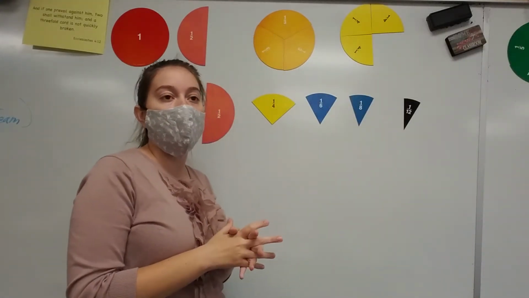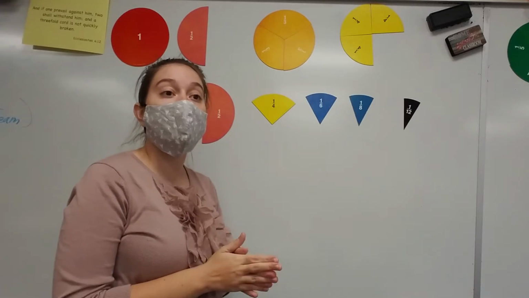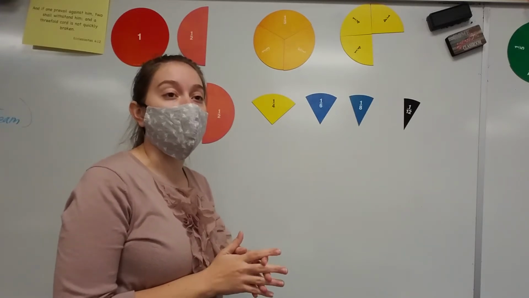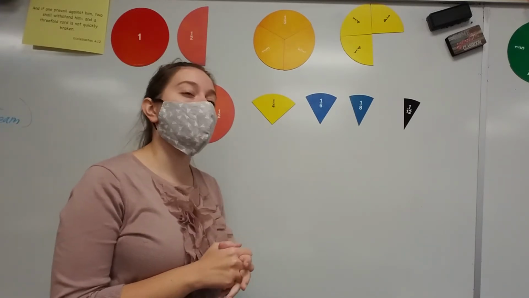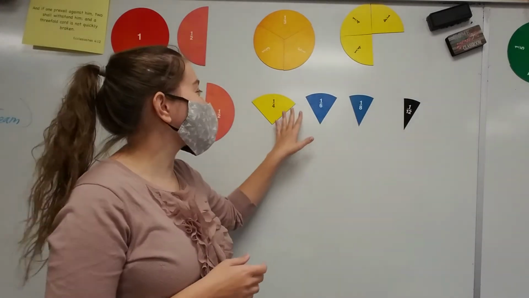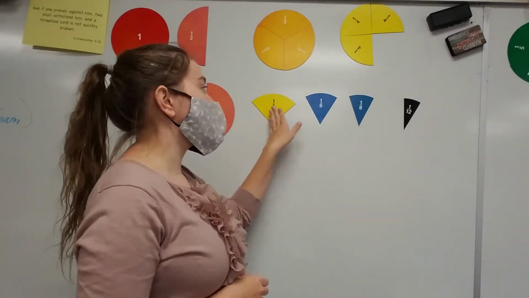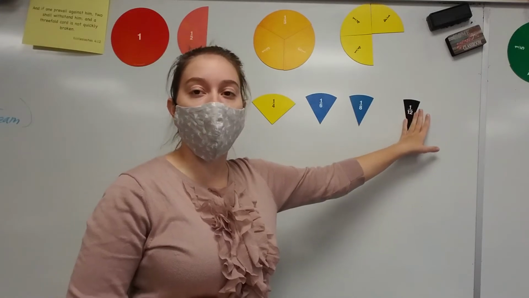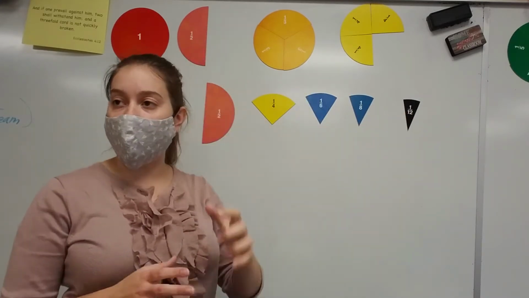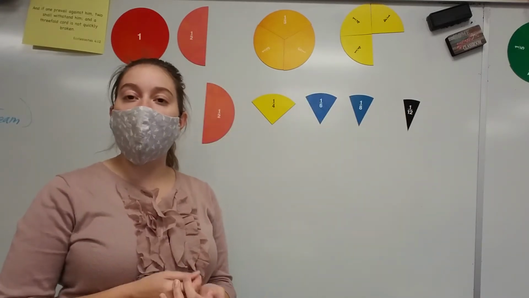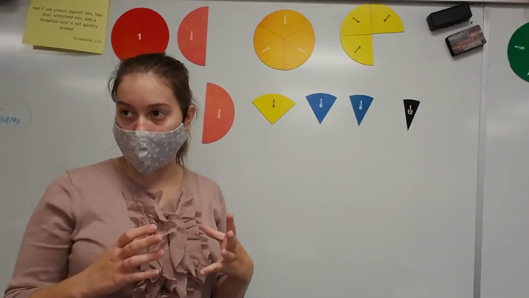Yes, Keegan? The denominator is going by 2. I know, I did it on purpose. Okay, so we have our denominators. The bigger they get, the smaller the piece, right? That's going to help us when we know how to compare them, okay?